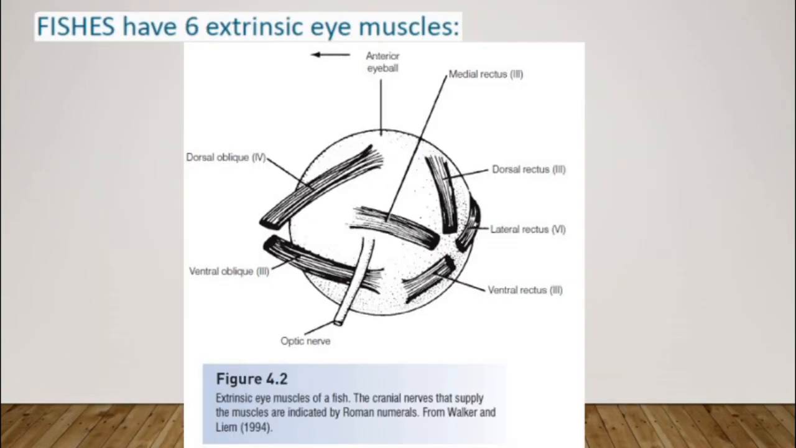In the eyes, fishes have six intrinsic eye muscles. You have here the dorsal oblique, ventral oblique, the medial rectus, dorsal rectus, lateral rectus, and the ventral rectus. Those are the muscles of the eye of the fish.